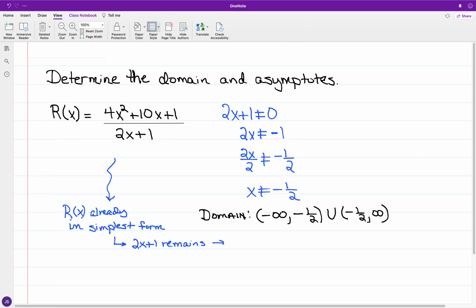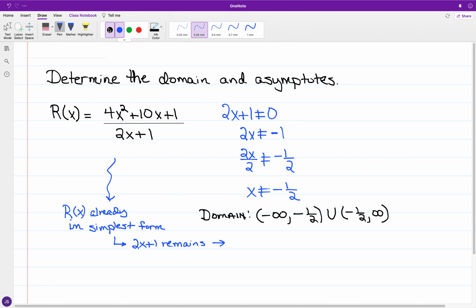And it's going to turn out that since 2x plus 1 remains, the exclusion from the domain is going to be the vertical asymptote. So we're going to have a vertical asymptote at x equal to negative 1/2. So we have at least one asymptote.